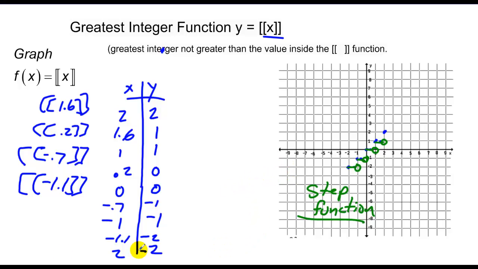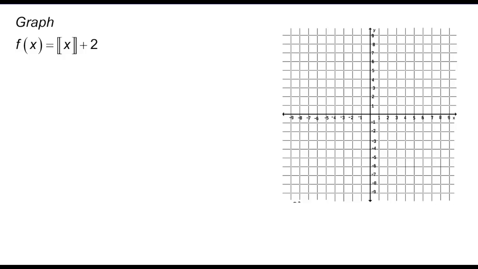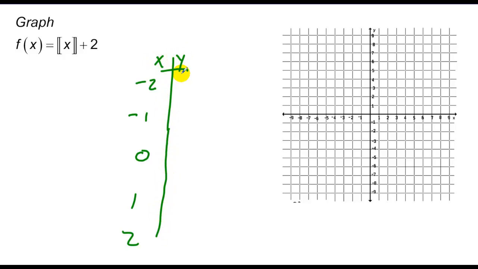I think the easiest way to graph these is just start picking some integers and see what happens. I like starting out at least with -2, -1, 0, 1, and 2, and then I fill in decimals as I go. So here's my x, here's my y. At -2, the greatest integer of -2 is -2, plus 2 is 0. At -1, the greatest integer is -1, plus 2 is 1. At 0, the greatest integer is 0, plus 2, which is 2. At 1, I get 3, and at 2, I get 4.